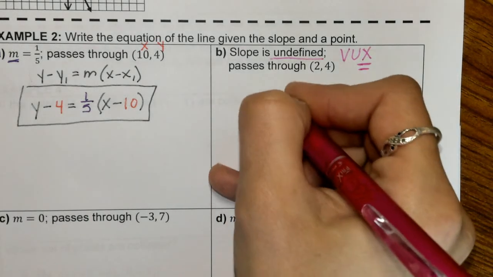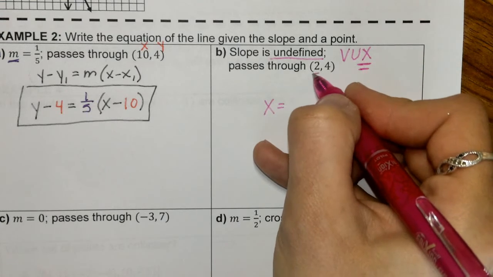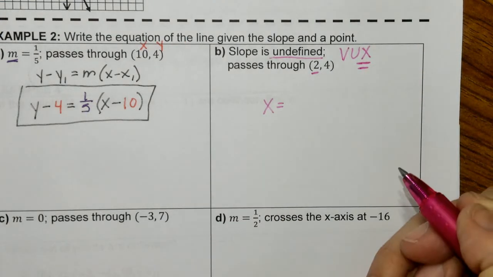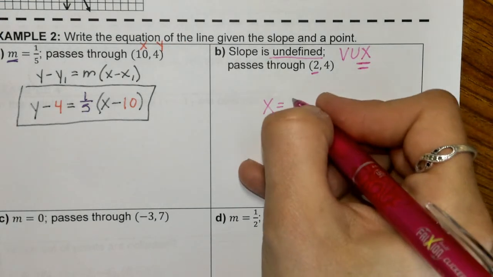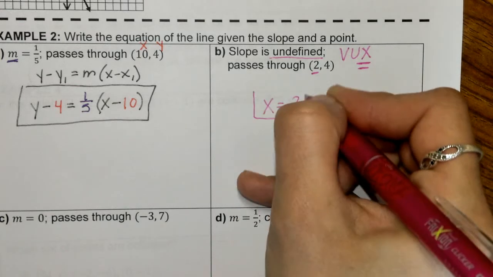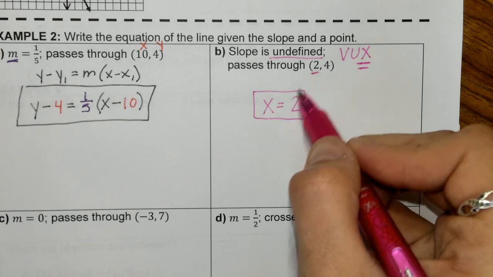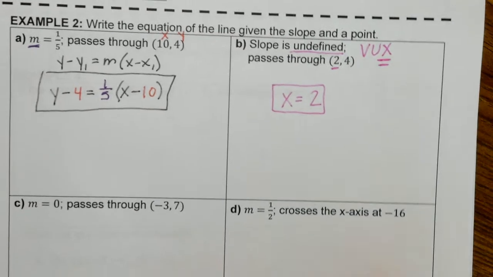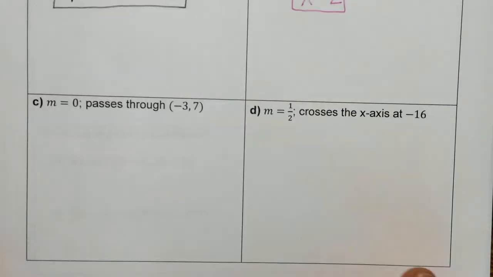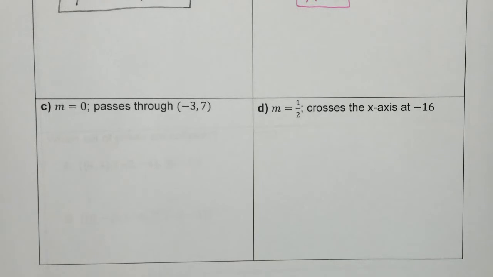And what is x going to equal? It's going to equal that x coordinate. So you're just doing x equals 2. Vux, undefined: x equals the x coordinate. Done. That's it. When we look at C, we're seeing that our slope is 0.